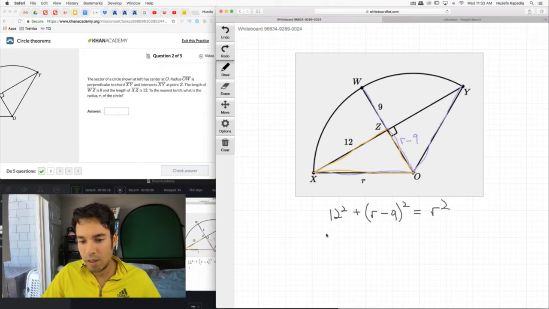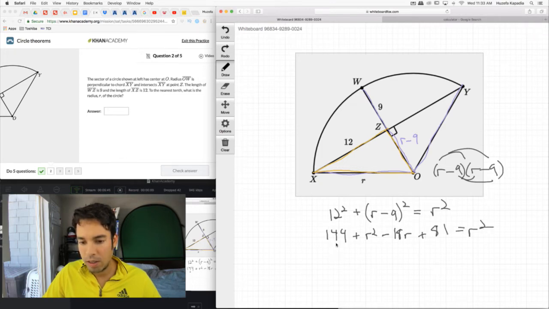If I'm going to FOIL this, well, first, 12 squared is 144, plus this FOILed is r squared. So that's like (r minus 9) times (r minus 9), where we're going to FOIL, right? Like that. So r times r is r squared. Negative 9r makes negative 18r. And then negative 9 times negative 9 is plus 81.